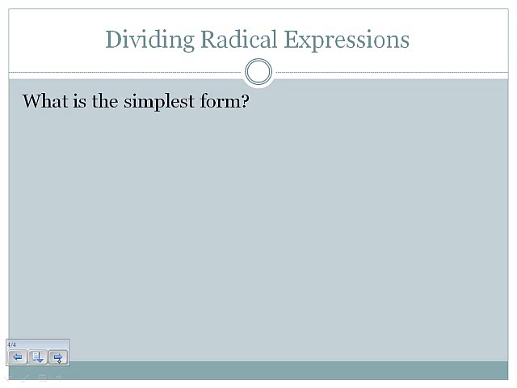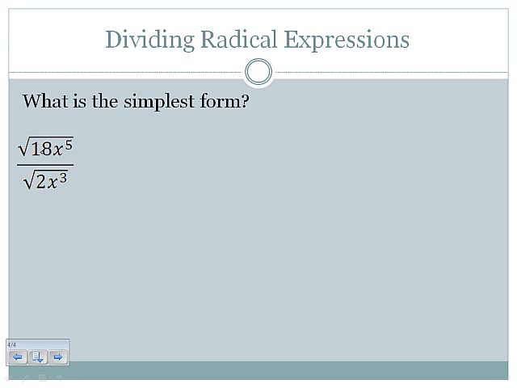So let's look at dividing radical expressions. What is the simplest form of these two radicals? Same thing with multiplication. We multiplied the two radicals before we simplified. So this time we're going to divide the two radicals and then simplify.